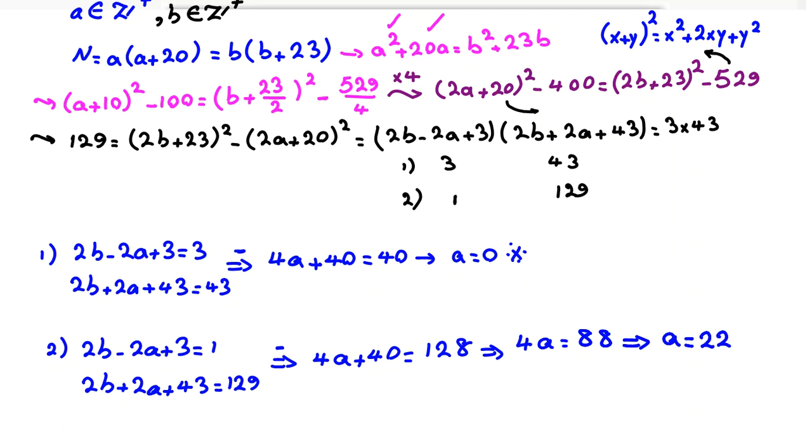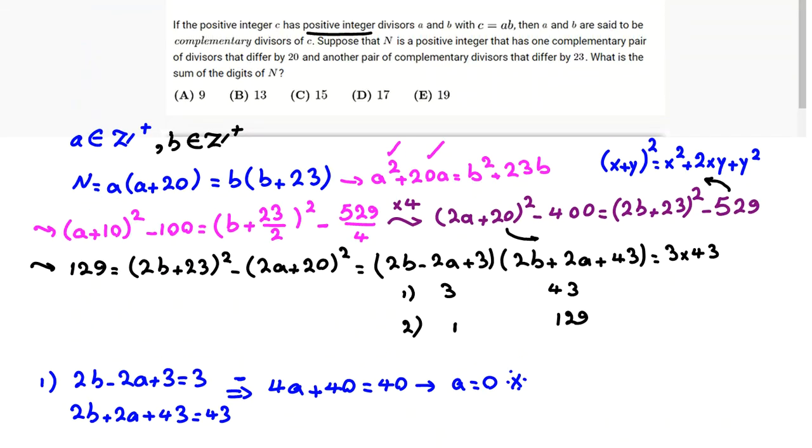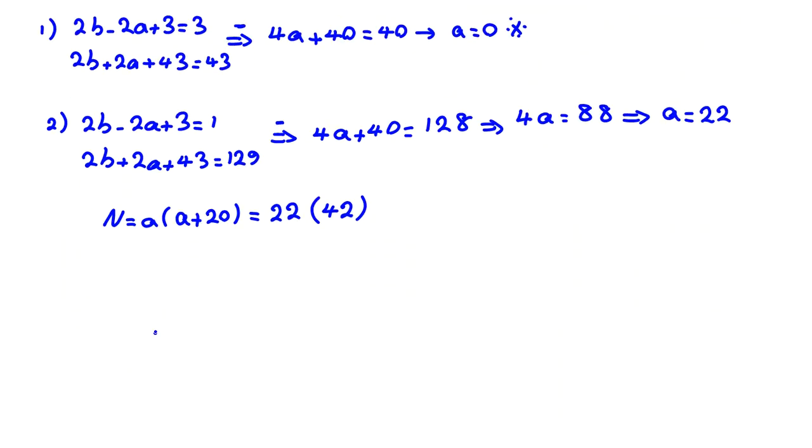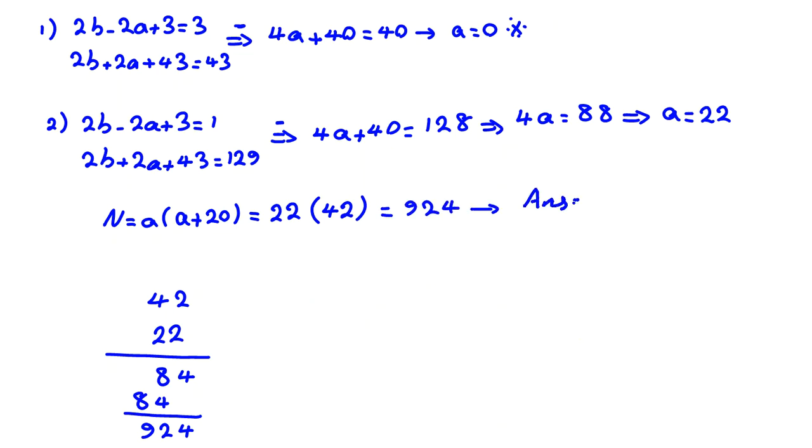So we want to find n. n is a times a plus 20. a is 22, times 22 plus 20, 42. If we write 22 times 42, it will be 2 times 2, 4. 2 times 4, 8. 2 times 2, 4. And 8 again. 4. 8 plus 4, 12. And 9. So n is 924. Sum of the digits: the answer is 9 plus 2 plus 4. 9 plus 2 is 11, plus 4, 15. So the answer is 15.